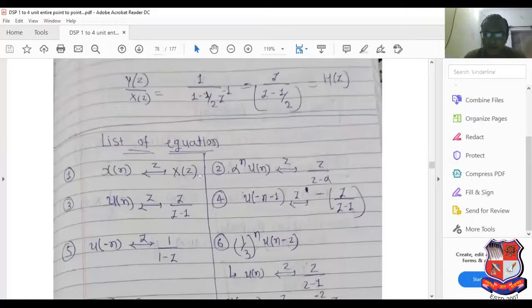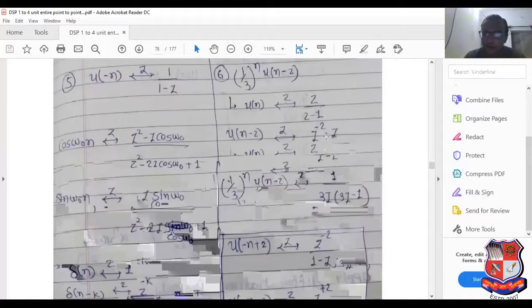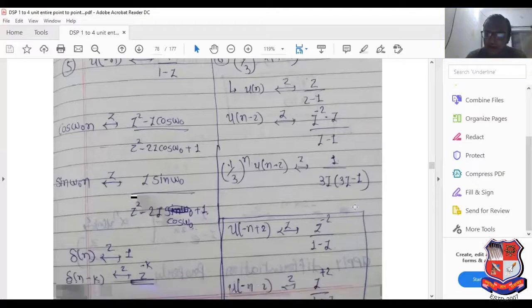x of n, z transform is x of z. Alpha raised to n, u of n, z transform is z upon z minus alpha. u of n, z transform is z upon z minus 1. 1 by 3 raised to n, u of n minus 2 is equal to z raised to minus 1 upon z minus 1. Cos omega 0 n, z square minus z cos omega 0 divided by z square minus 2z cos omega 0 plus 1. Sin omega 0 n, z sin omega 0 upon z square minus 2z cos omega 0 plus 1. 1 by 3 raised to n u of n minus 2, 1 upon 3z upon 3z minus 1.